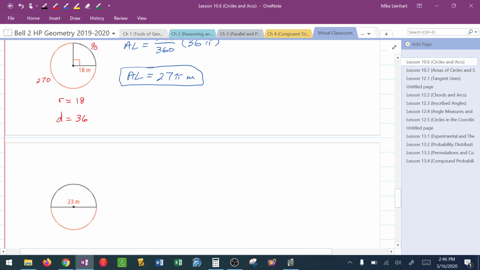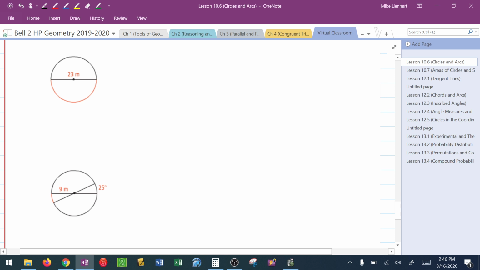All right, a couple more examples here. In this particular example, they give me the diameter. I know that the diameter is 23. I know that my red arc here would be 180 degrees. All right? So to find the arc length, it's the fractional part of the circle. 180 over 360 times the diameter times pi. Well, I know 180 out of 360 is 1/2. So I could say that the arc length here would be 23 over 2 pi meters.